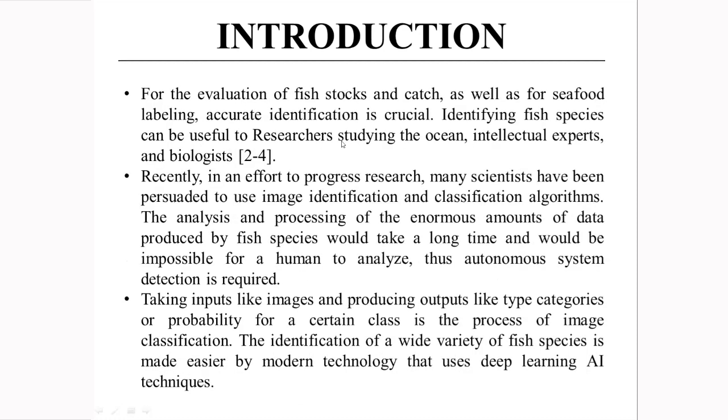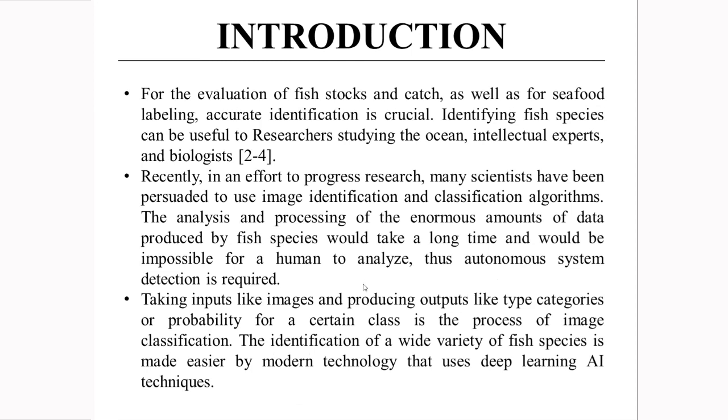For the evaluation of fish stock and catch, as well as for seafood labeling, accurate identification is crucial. Identifying fish species can be useful to researchers studying the ocean, intellectual experts, and biologists. Recently, in an effort to progress research, many scientists have been persuaded to use image identification and classification algorithms. The analysis and processing of the enormous amounts of data produced by fish species would take a long time and would be impossible for a human to analyze. Thus, autonomous system detection is required.